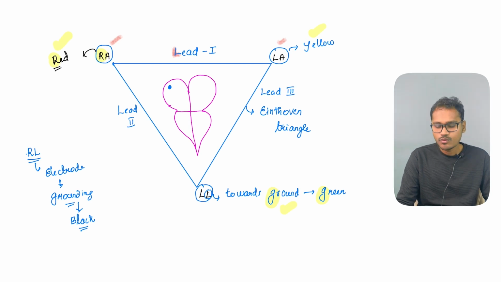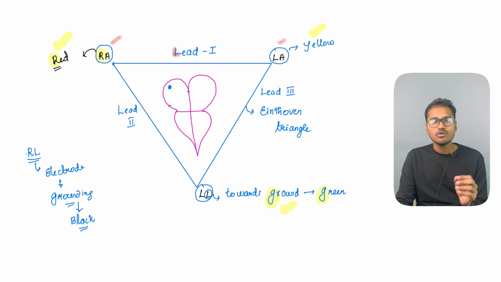Then Einthoven wanted to do the recording. He wanted to observe most of the waves as positive. So now he designed these limb leads in such a way that in most of the recordings, the QRS complex gives a positive deflection. The R wave comes as positive.